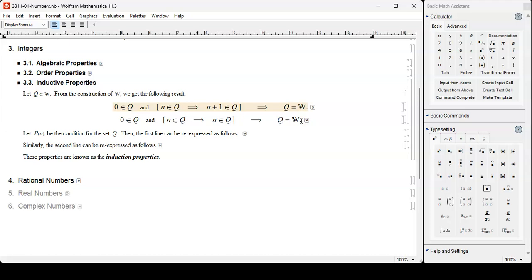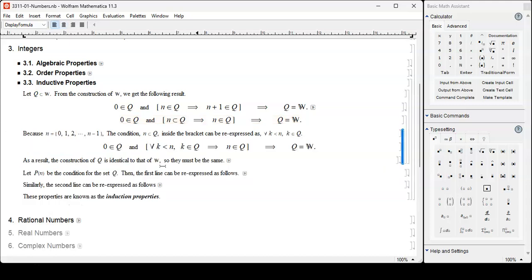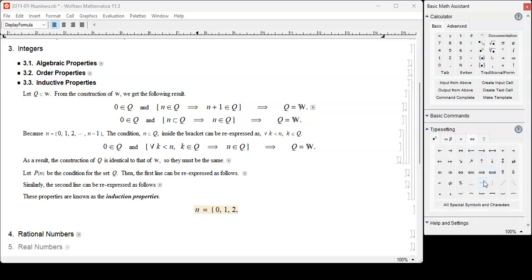Okay, next. How about this? If N is a subset of Q, then N belongs to Q. What do you mean by N is a subset of Q? Remember the construction of the whole number. N is, as a matter of fact, defined like this: 0, 1, 2, and so on and so forth, up to N minus 1.